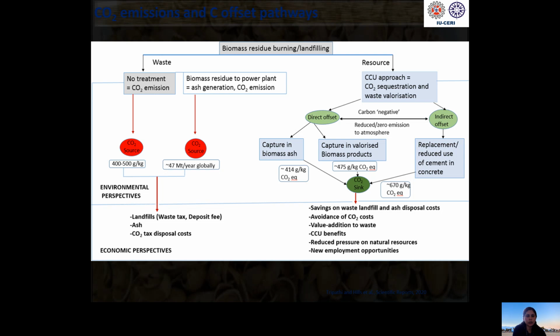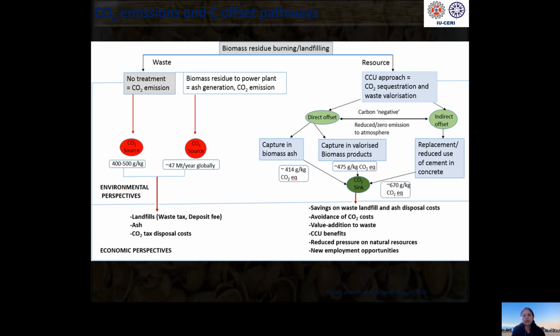This figure shows that if the biomass residue is burnt or landfilled and the ashes are seen or used as a waste, not used for something constructive, then this acts as a CO2 source. The environmental perspectives related to this are: material is fated to go to landfills, ashes are produced, and there are CO2 tax or disposal costs associated.